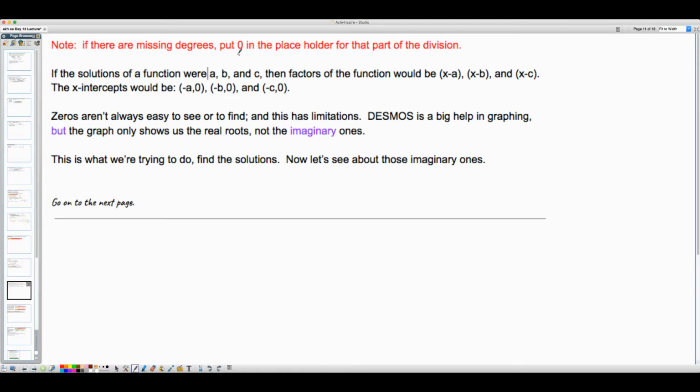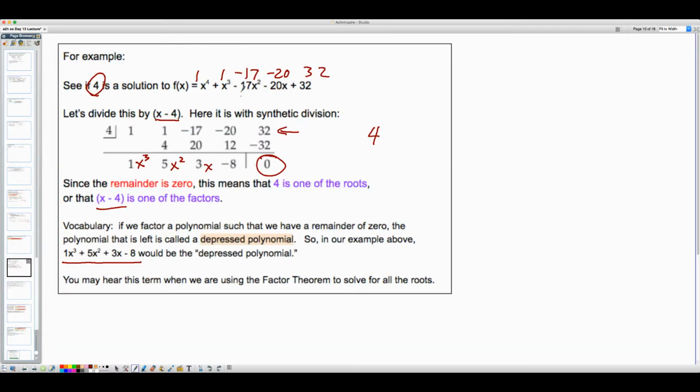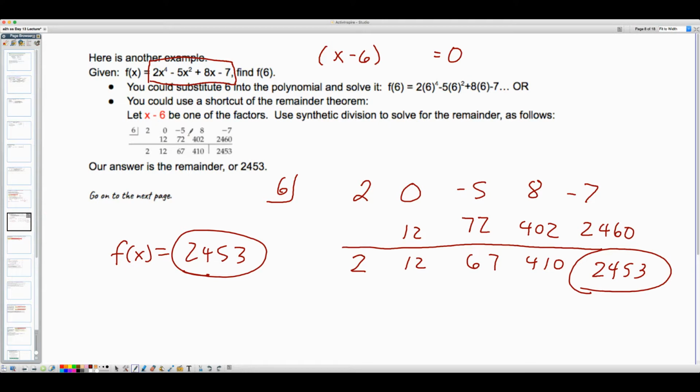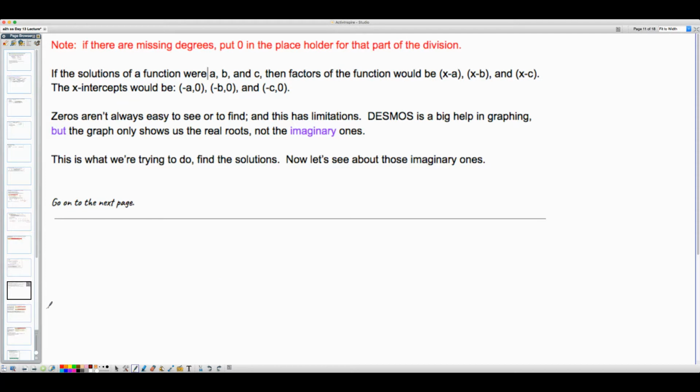If there are missing degrees, put a 0 in, just like we did here. Not here. Back here. I had to put in a 0 for the missing term. So if there's a missing term, make sure you put in a 0.